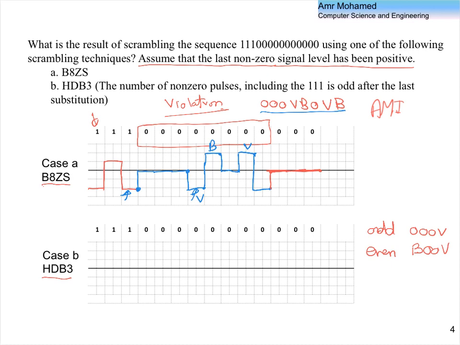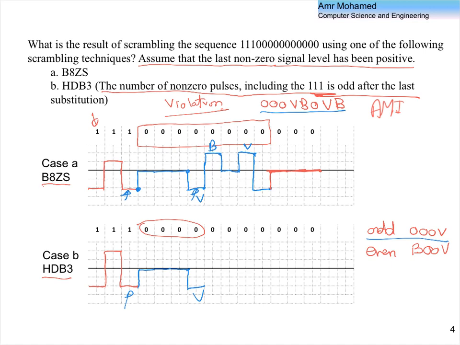Okay, type. So we go back here. So this is minus one, plus one, minus one, as usual. And then we have these four zeros. For these four zeros, we have to calculate the number of non-zero voltage levels, and we have to calculate whether they are odd or even. So here in the question, I told you that the number of non-zero pulses, including the triple ones, is actually odd. In which case we have to use this representation, which makes it 0, 0, 0, and then V. So this is V. Okay?